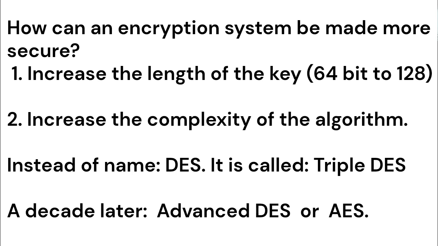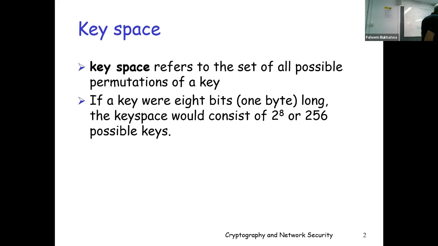The key space refers to the set of possible permutations of a key. If a key were 8 bits, or 1 byte long, then the key space would consist of 2 to the power of 8, that's 256 possible keys. So if you have 1 byte, your keys are going to be a number between 1 and 256. But then every time you add 1 bit to the key, you double the size of your keys. So by adding a 9th bit, the range of your key goes to 512. You add 1 more bit, then the key goes to 1024, and so on.